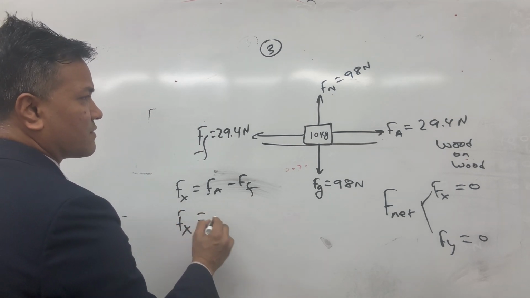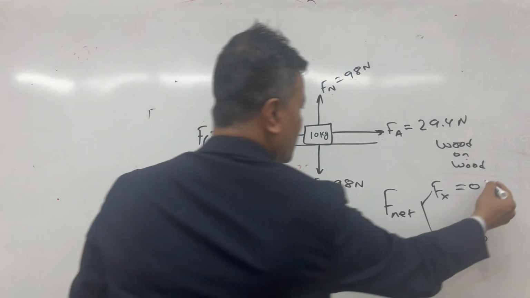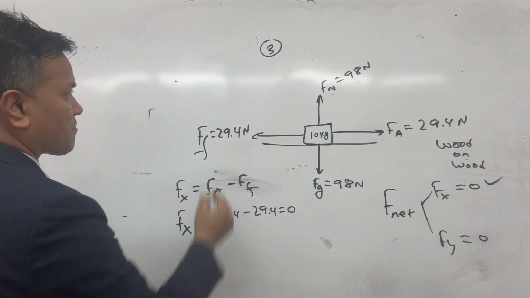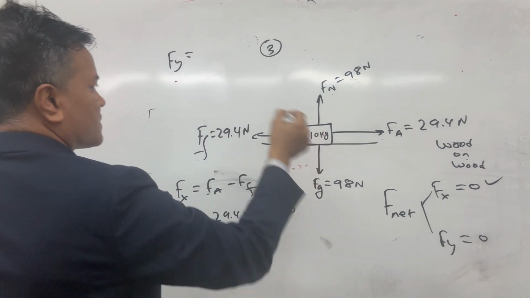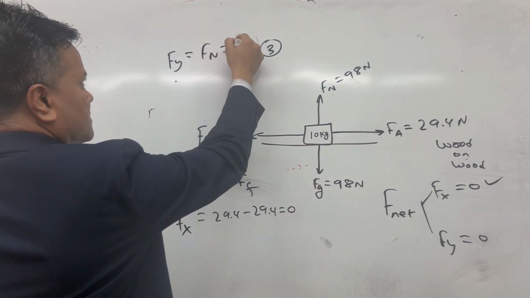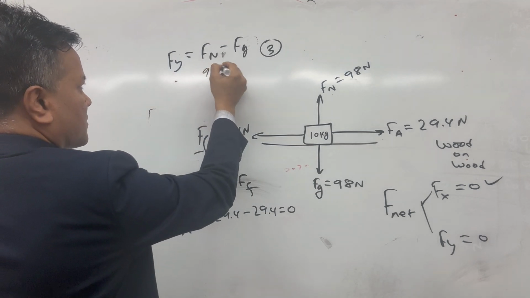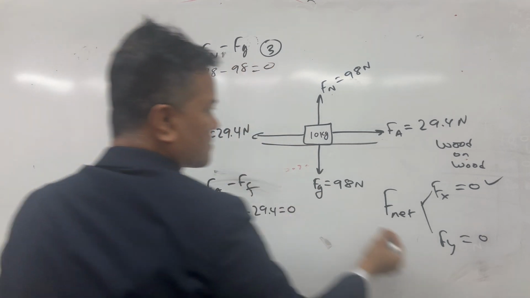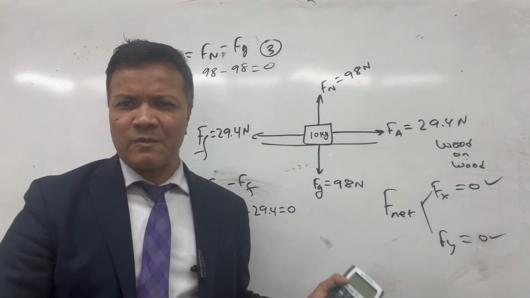Fx is Fa, 29.4, minus 29.4, which is 0. Fy, how many forces are there in the y direction? 2 forces. Fn minus Fg. Fn is how much? 98 minus 98, 0. So 0. All 4 forces are acting on it. However, the sum of all the forces is 0.